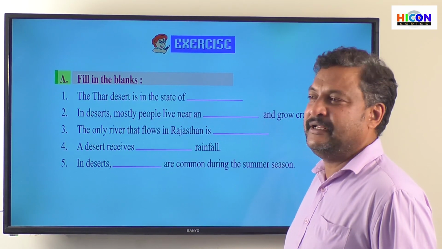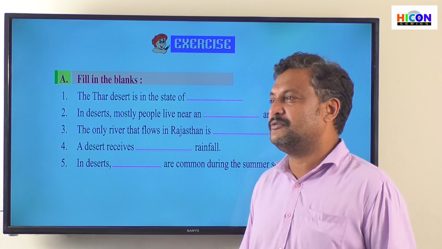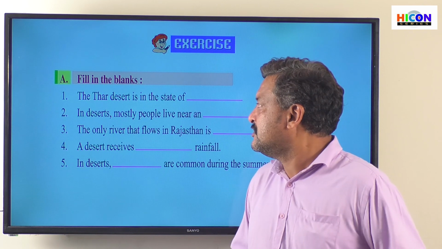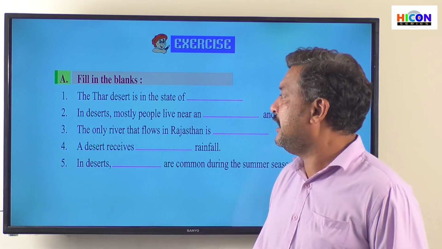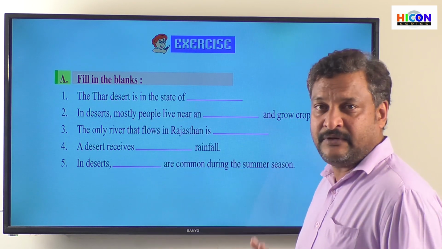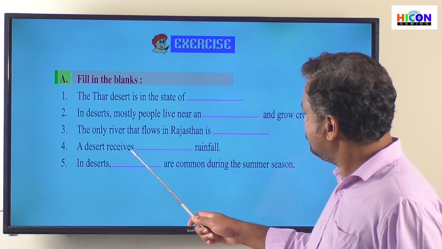So we have already completed the lesson regarding the Great Indian Desert, and it is now time for us to do the activity part of this particular lesson. The activity starts with a fill in the blanks question. Five sentences are given there, and every sentence has a blank also.